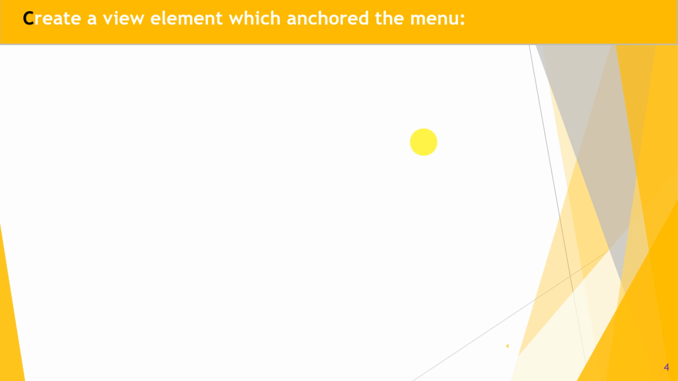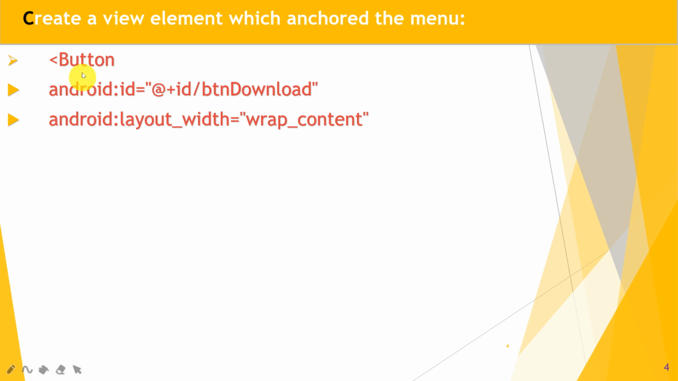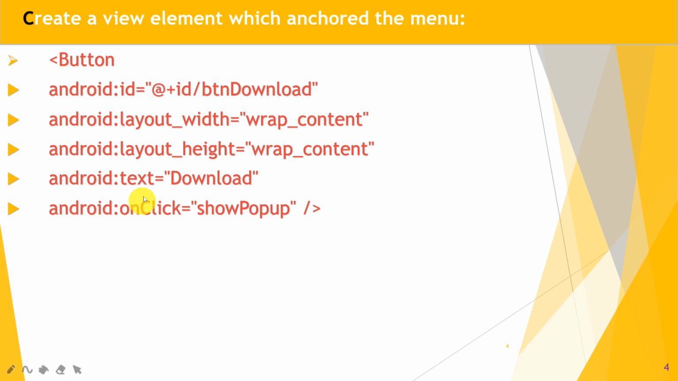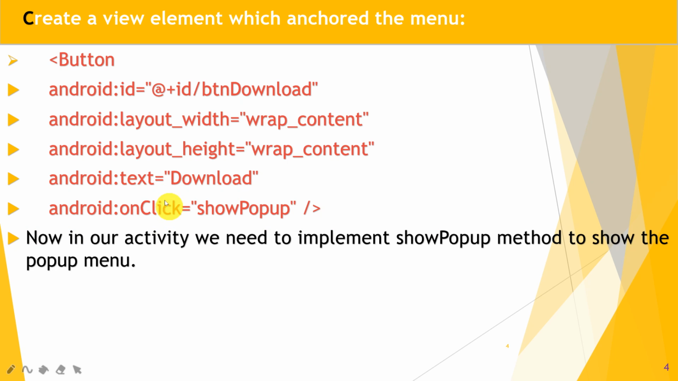So how to create a view element which anchors the menu? Create a button. Give the text, download button. You can give the showPopup method on click, or you can write the event handling in MainActivity.java also. So there are two different ways available. Now in our activity we need to implement the showPopup method to show the pop-up menu.